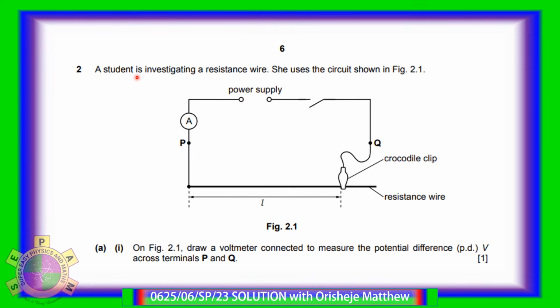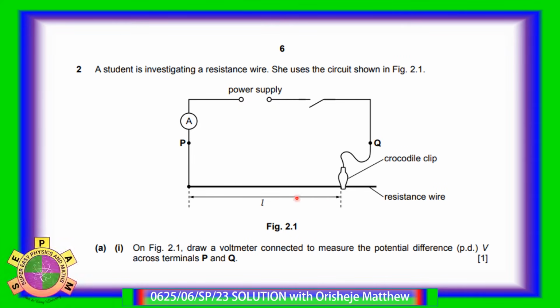Question 2. A student is investigating a resistant wire. She uses the circuit below. Now draw a voltmeter connected to measure the potential difference across P and Q.